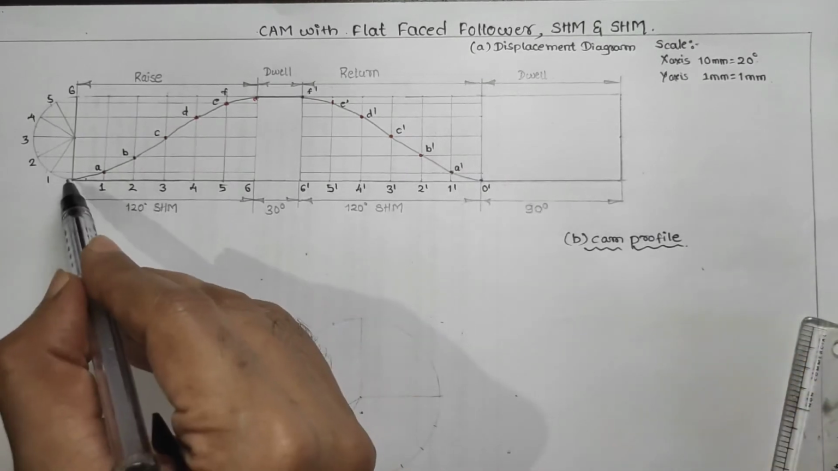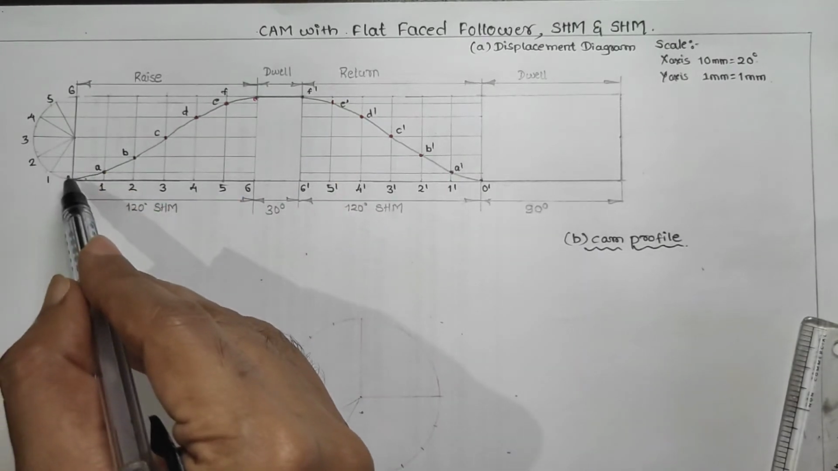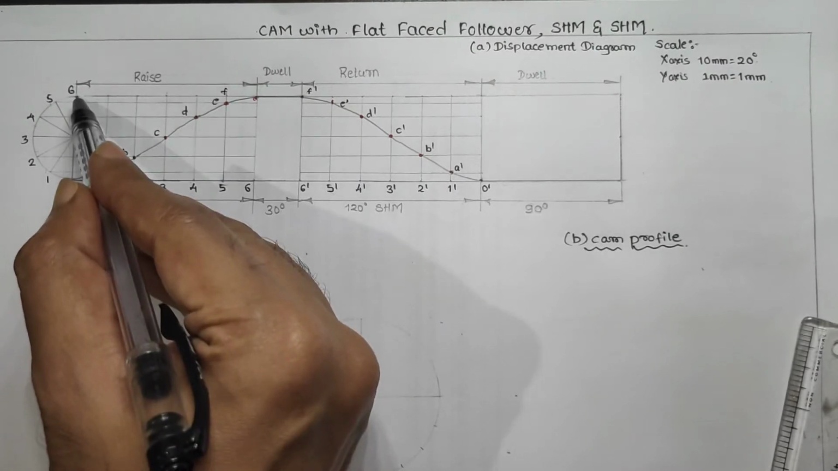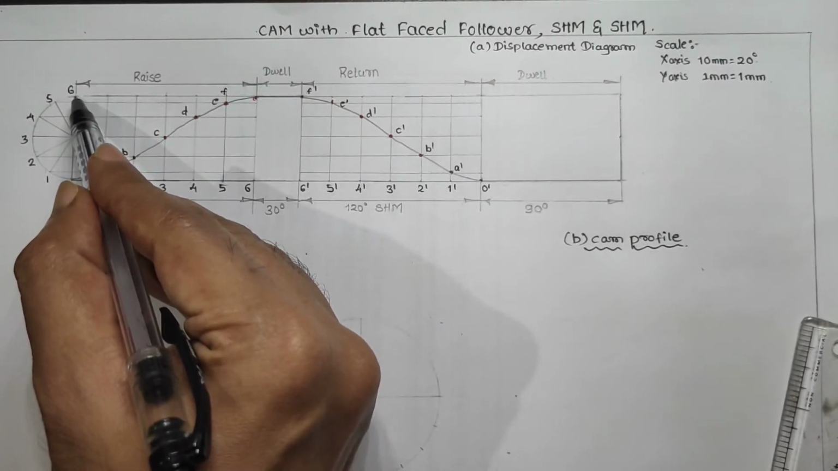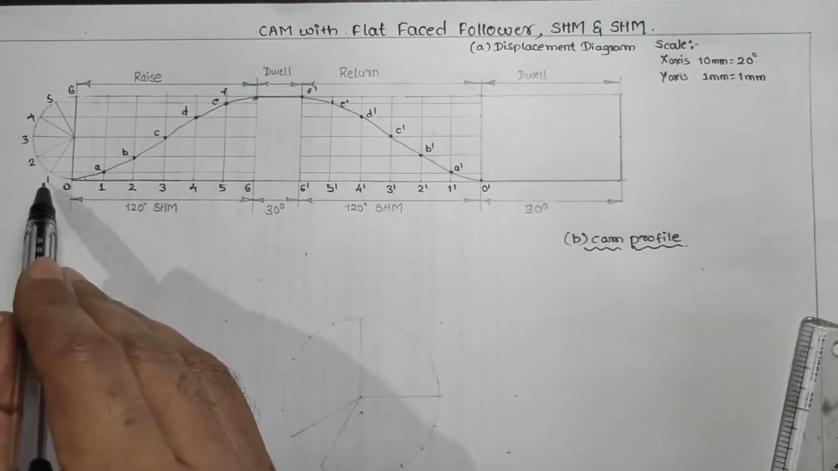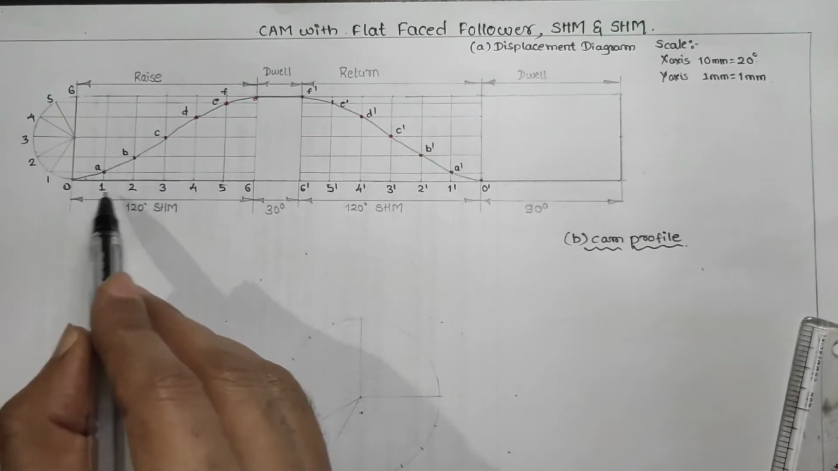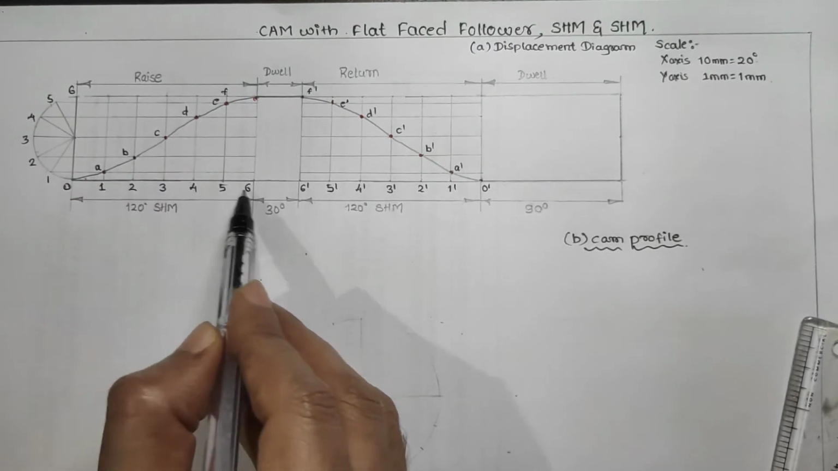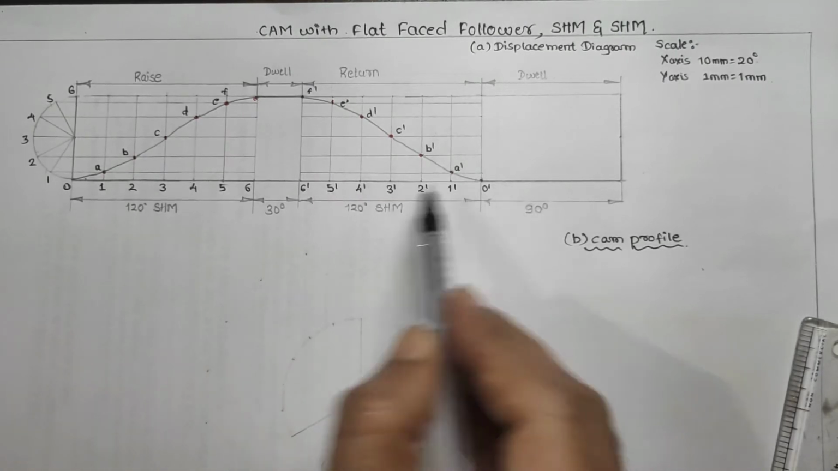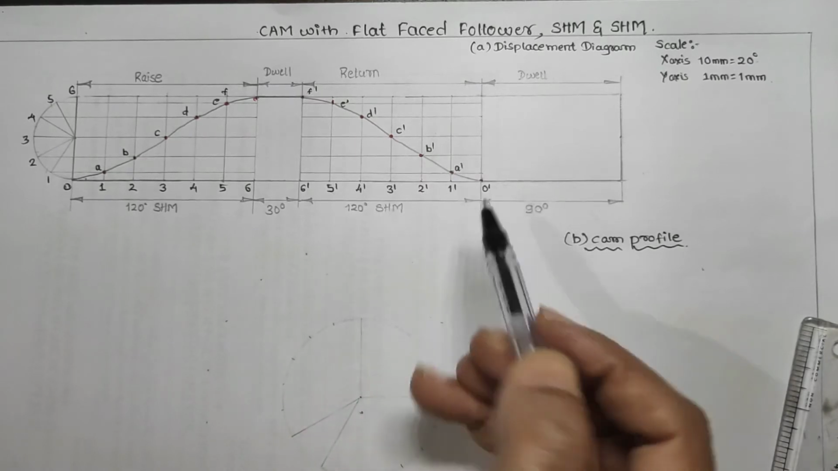As it is SHM, you are going to take a semicircle at this particular beginning, with half of the lift as its radius, and divide it into 6 equal parts. Then label them 1, 2, 3, 4, 5 and 6. Then here also 6 equal parts, 6 dash, 5 dash, 4 dash, 3 dash, 2 dash, 1 dash and 0.